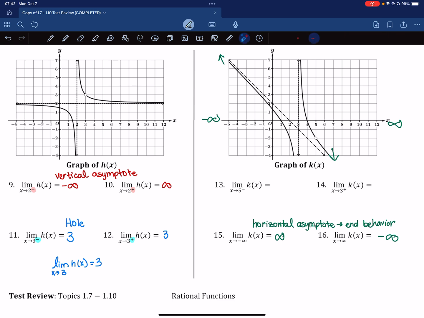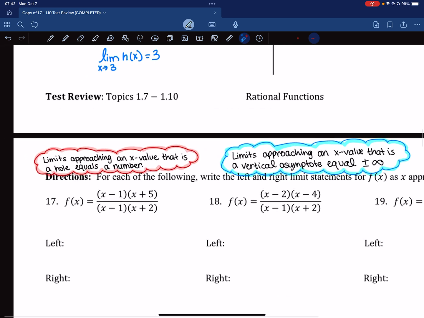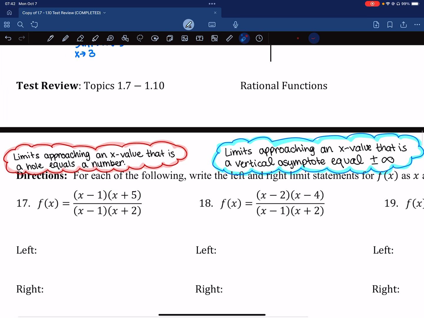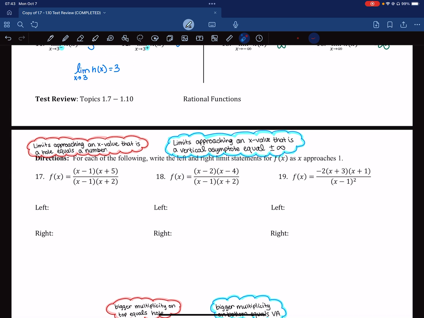So based on the limit statements, if you're just given limit statements, you have to be able to tell the difference between a vertical asymptote, a hole, and a horizontal asymptote. Okay, horizontal asymptotes can equal numbers or positive or negative infinity. Now, I do have that written right here as a little note. So limits approaching an x value that is a hole equals a number. Limits approaching an x value that is a vertical asymptote is equal to plus or minus infinity. So you'll use that same concept here when you're writing the left and right end behavior for that part.